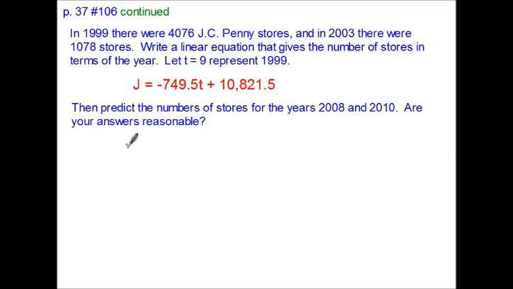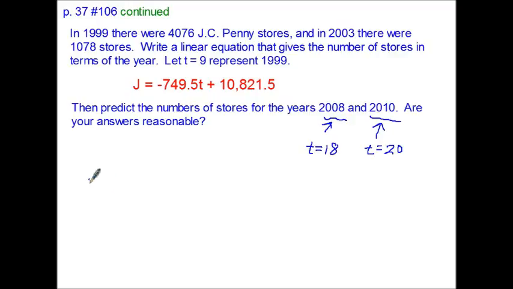So what we need to do is say, for 2008, since 9 is 1999, for 2008 that's basically going to be t equals 18. Basically what I do is, if 9 is 1999, then I think of whatever the 0 is, and that'd be 1990, and how many years past 1990 is 2008? Well, that's 18 years past. In a similar fashion, 2010 is going to be t equals 20. So then the number of stores, that's what our equation's good for now.